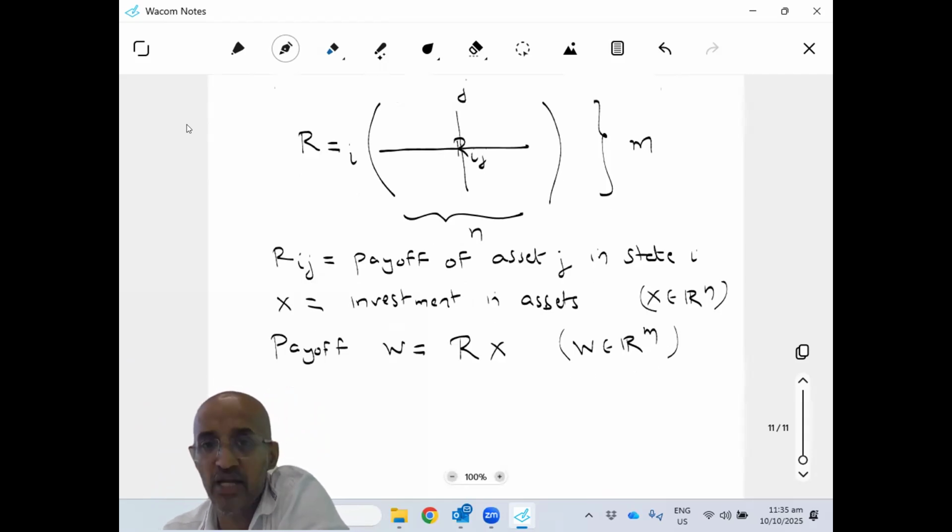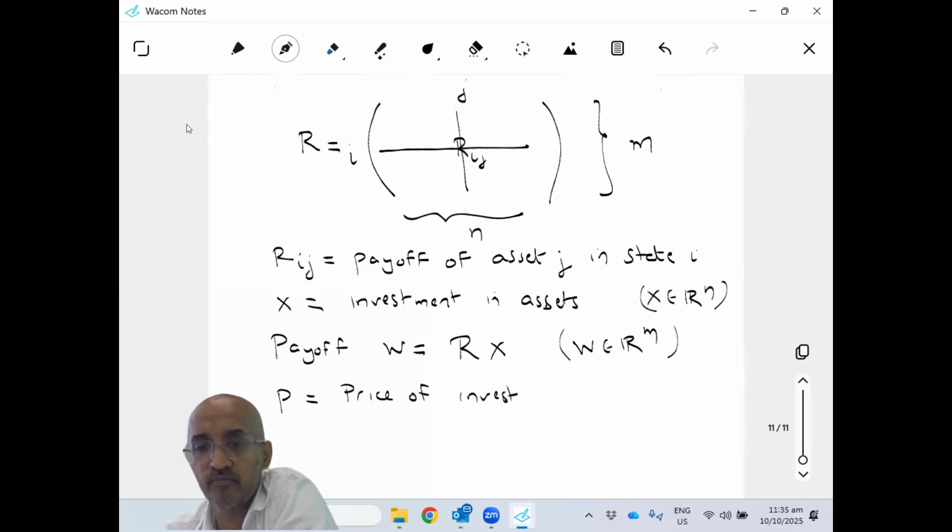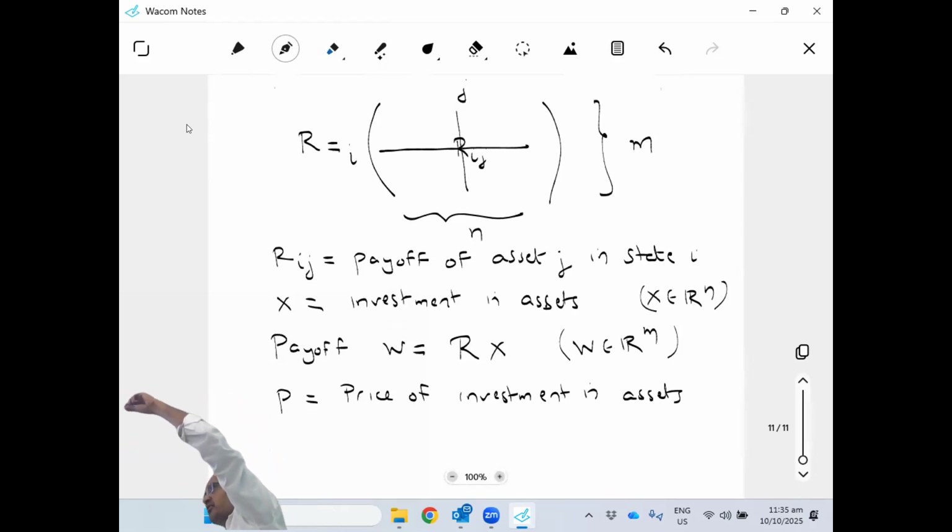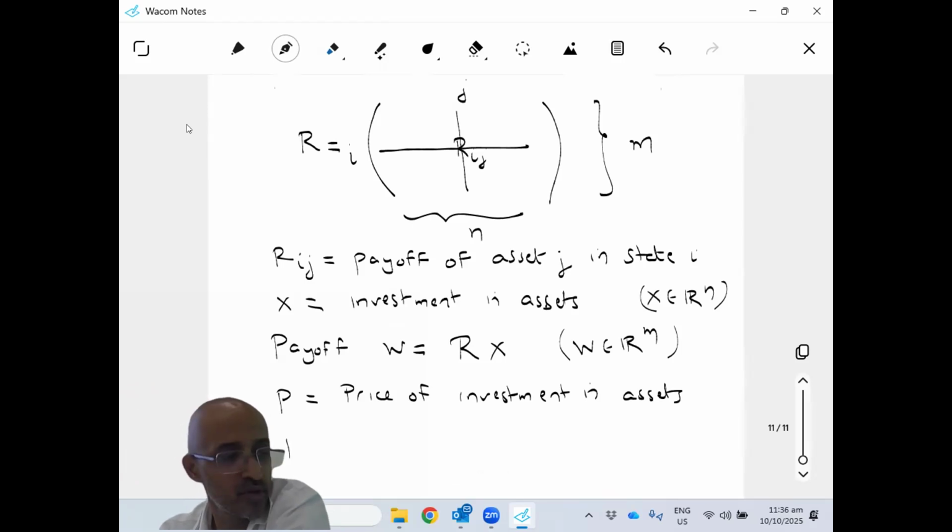And the last thing you require is that to invest in these assets, you have to pay a price. So p is the price of investing in assets. For example, if I buy a portfolio x, p transpose x is the cost I have to pay. So p transpose x is the price of the portfolio I form.